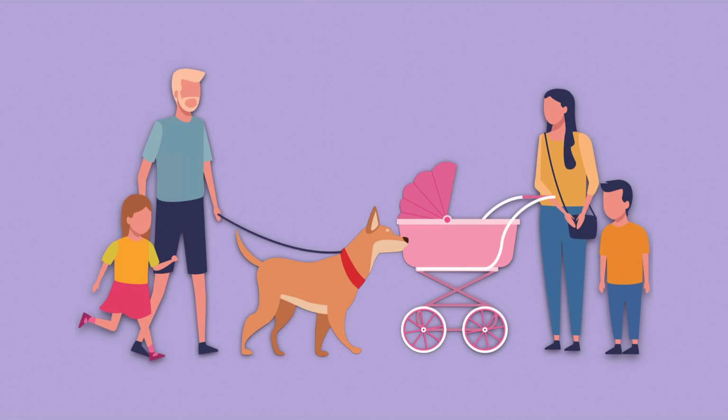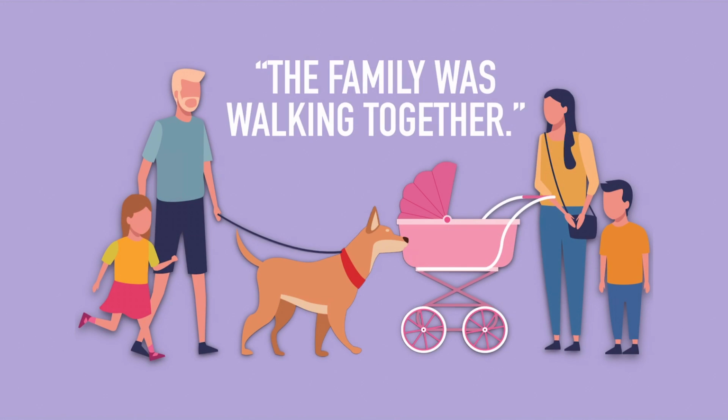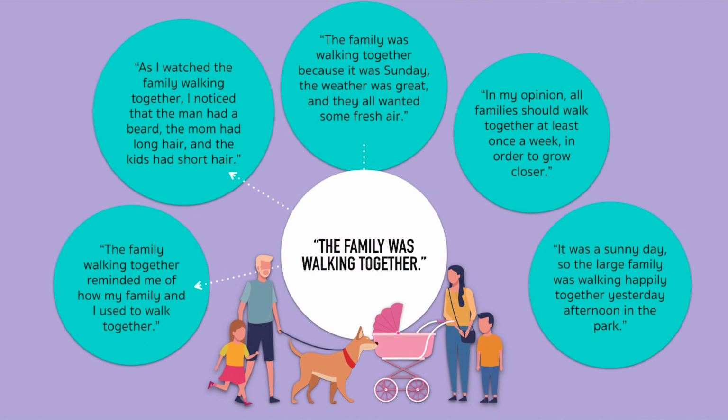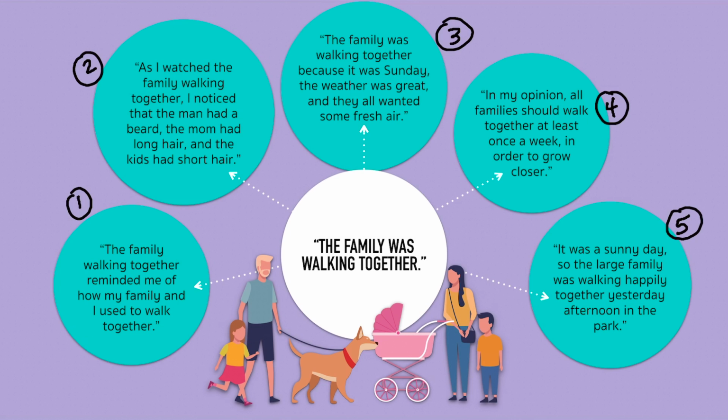Here's a simple English sentence that describes this image. The family was walking together. But what happens when we want to expand this sentence? You see, in order to expand this sentence, we need to use one of the 5 methods. And these are the methods that we are going to learn about in this English video lesson.